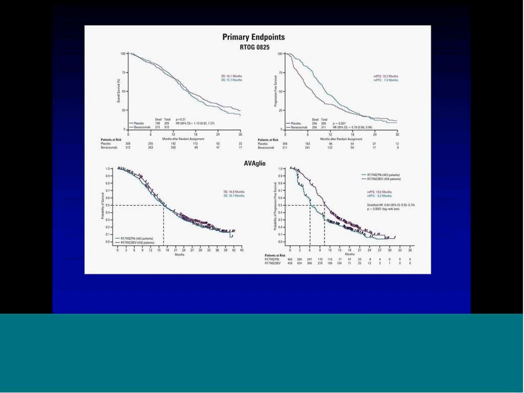So the big controversy is that there was conflicting data in regards to neurocognition and quality of life in these two studies, because the Avoglia study showed that the vaccine actually improves quality of life and neurocognition, whereas the RTOG study showed that the vaccine actually caused it to decline. So because there are these two dichotomous results, the FDA is asking to go through all the data again.